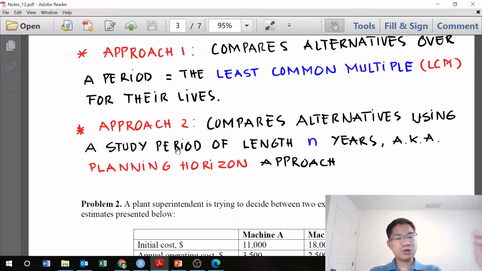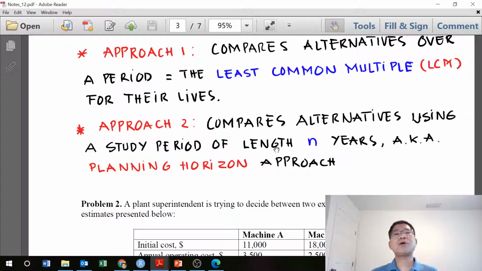I need to set a planning horizon. I will retire in 30 years, for example. Then I just want to do the investment for something 30 years or less to see the benefit. So that is approach number two: compare alternatives using a study period of n years, also known as the planning horizon. So I plan for 30 years. Let's compare in 30 years.